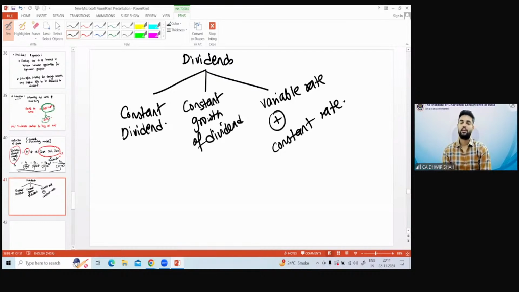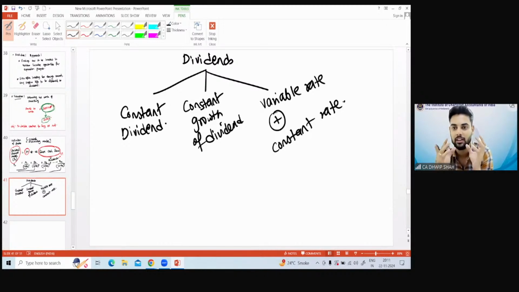Okay? So initially, let's say first year it grows at 10%, second year it grows at 20%, third year it grows at 30%, and then after third year, it will grow at a constant rate of 10%. Because after a certain point in time, we have to assume a constant rate because we cannot predict the long future. We can predict the future for a maximum of 3 years, 5 years. After that, we need to take a constant rate.